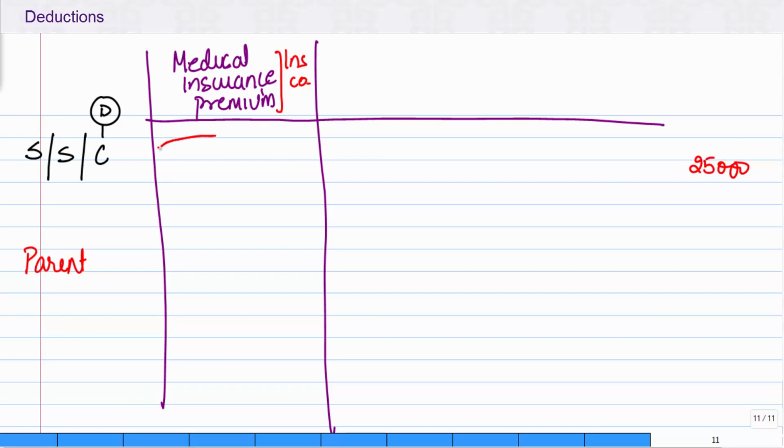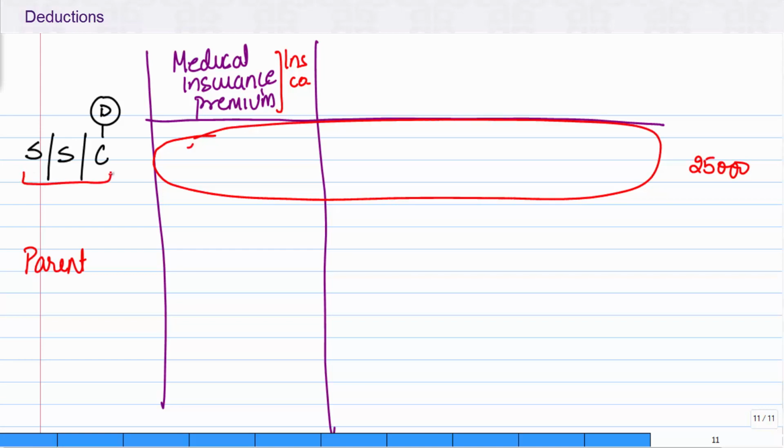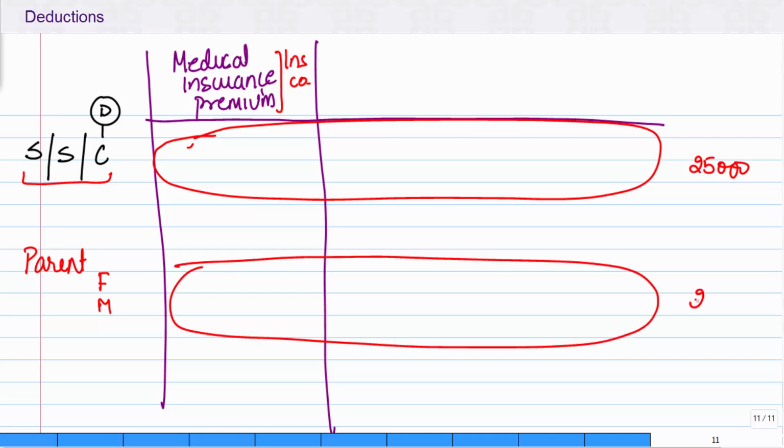But that is for the aggregate of premiums for all of these people. So this plus this plus this: premium for you, premium for your spouse, and premium for your children. An extra premium you pay for your parents, you get another 25,000. However, if any of these people is a senior citizen, then this limit for that premium goes to 30,000.